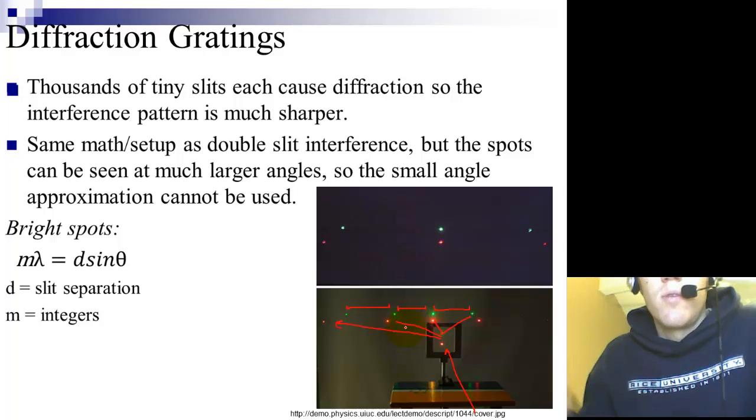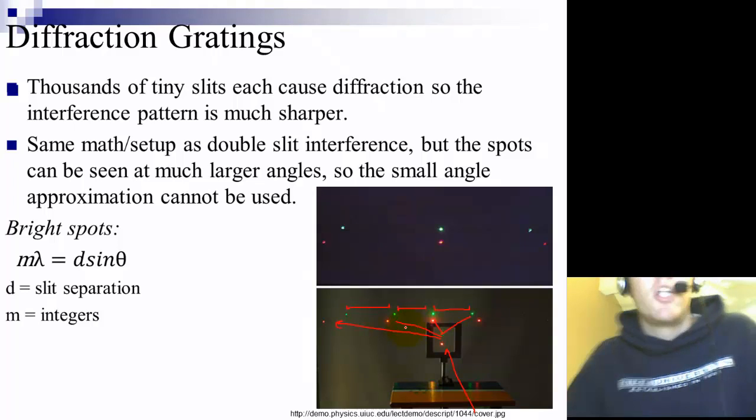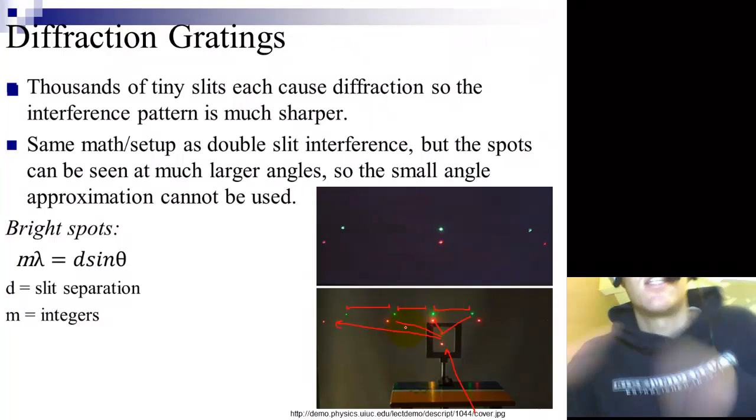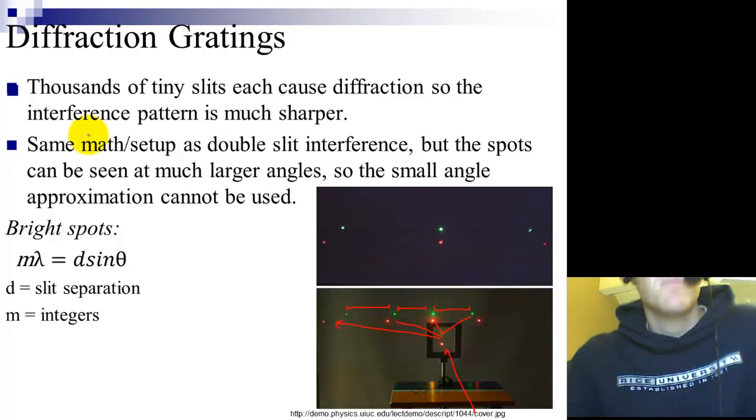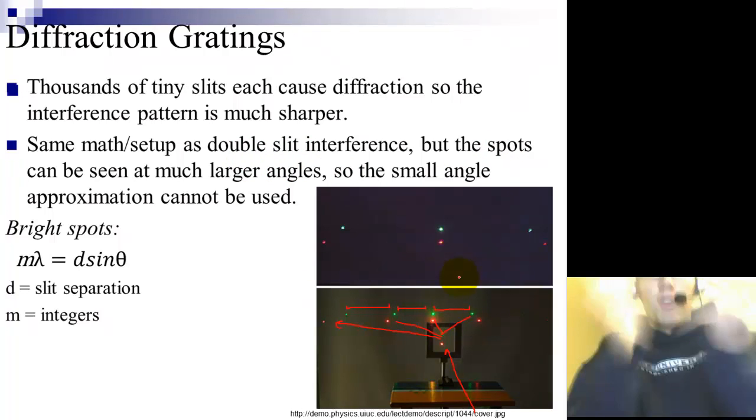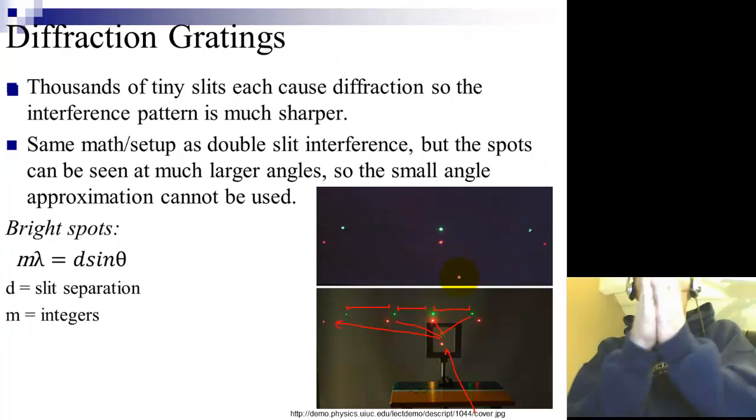And so you can know that the lambda, the wavelength symbol, is in the equation, and so if you change the wavelength, you're going to have a different distance that these light dots are showing up. So the math and setup is exactly the same as for double slit interference. The only difference is these dots will continue on farther and farther and farther away. They won't only be in the middle.